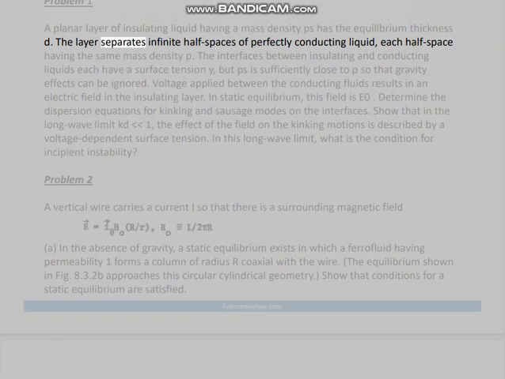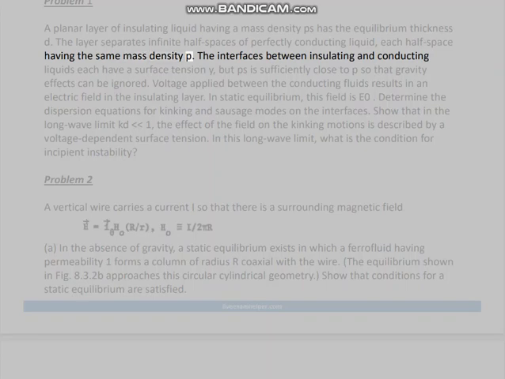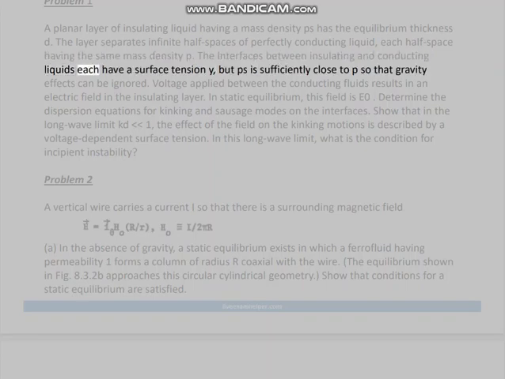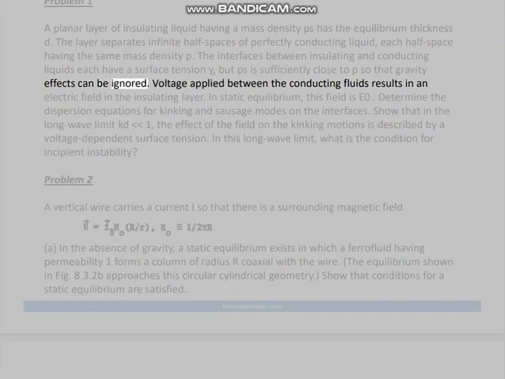Problem 1. A planar layer of insulating liquid having a mass density ρs has the equilibrium thickness d. The layer separates infinite half-spaces of perfectly conducting liquid, each half-space having the same mass density ρ. The interfaces between insulating and conducting liquids each have a surface tension γ, but ρs is sufficiently close to ρ so that gravity effects can be ignored.